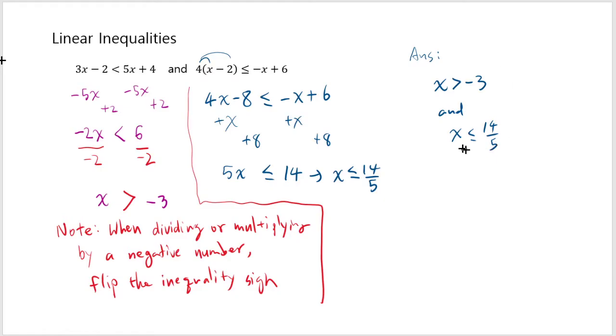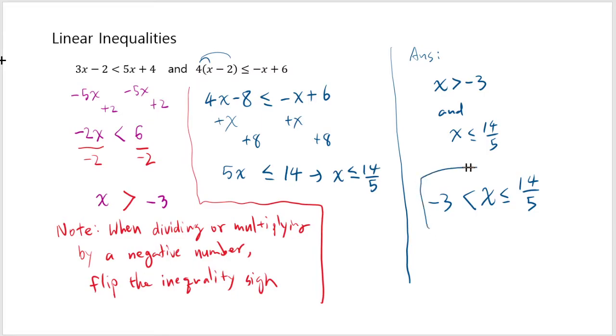However, this is not a good way to write your answer. The better way is this. Since x has to be both bigger than negative 3 and less or equals to 14 over 5, you can write this into a single inequality, because whatever your x is, your x has to be less or equals to 14 over 5 and has to be bigger than negative 3. So this is the really nice way to say the answer. Okay, you should write the answer this way, not that way.